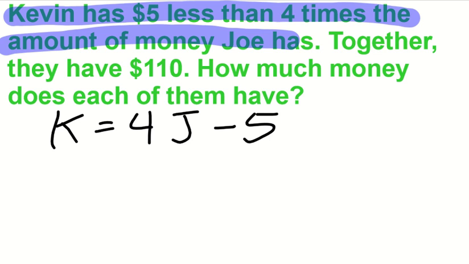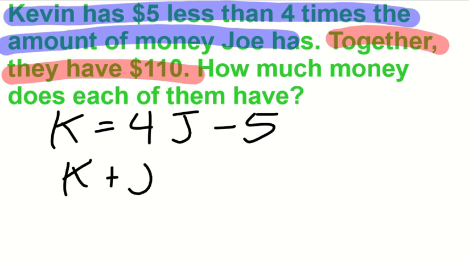Together, they have $110. So that's my next one. If we're talking about their money together, what type of math are we doing? Adding, right? It's the total. So Kevin plus Joe is 110.